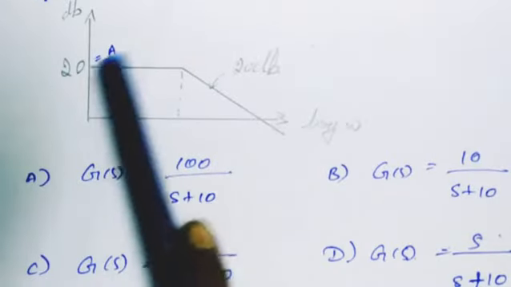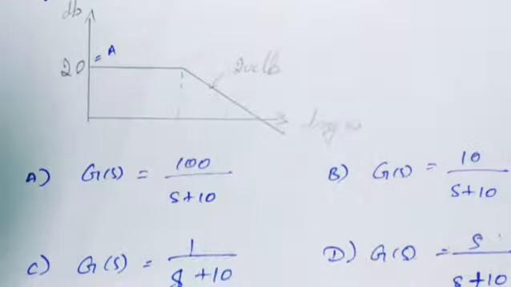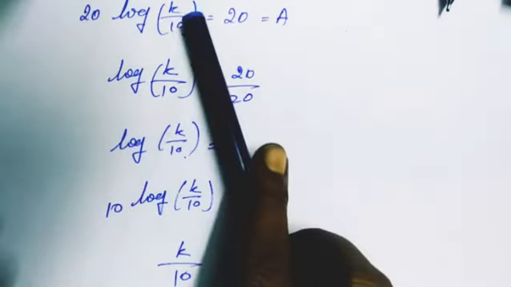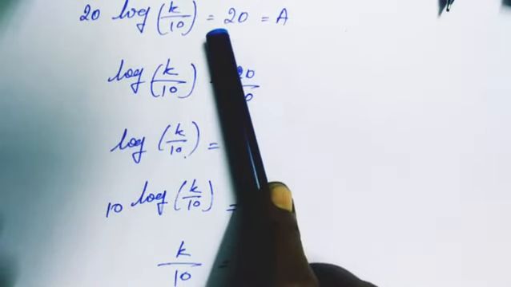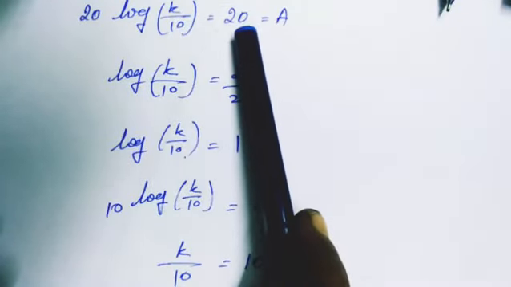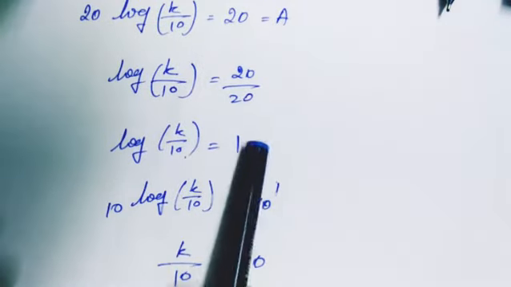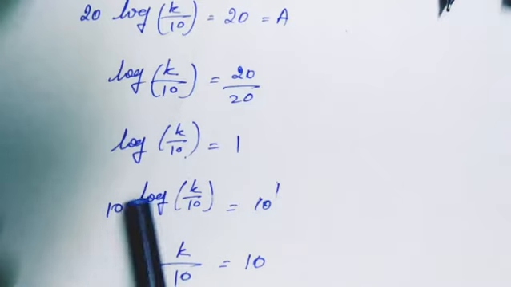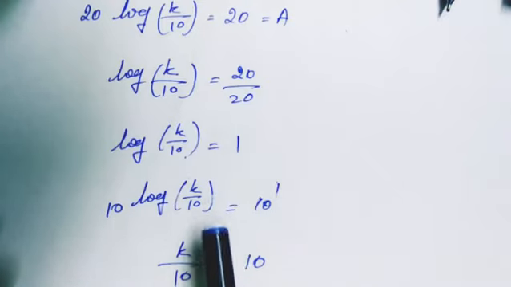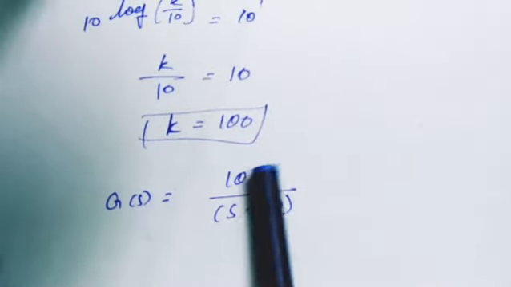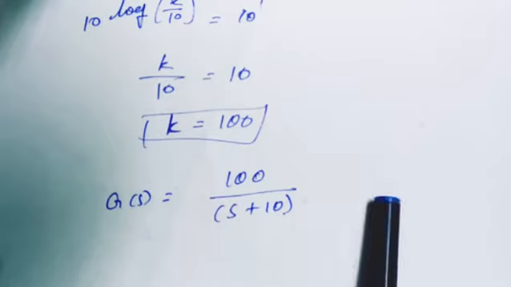In the plot itself, the magnitude of the function in decibels has been given, and we know the formula for magnitude A, that is 20 log of gain is equal to A. A is here 20. So 20 log of k divided by 10 is equal to 20. The 20 will get cancelled and we'll be having 1 here. To cancel the log, we apply 10 raised to the power on both sides. So 10 and log will get cancelled. We'll have k divided by 10 on the LHS and 10 on the RHS. Now k is equal to 100. So our transfer function will be G of s is equal to 100 divided by s plus 10.